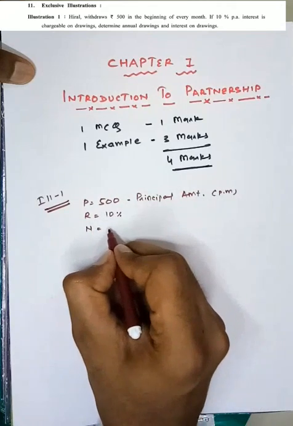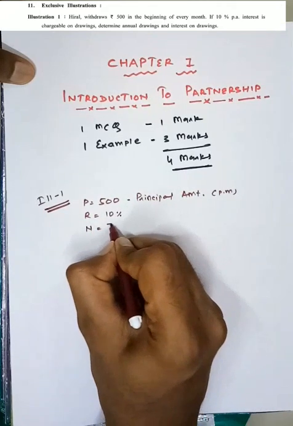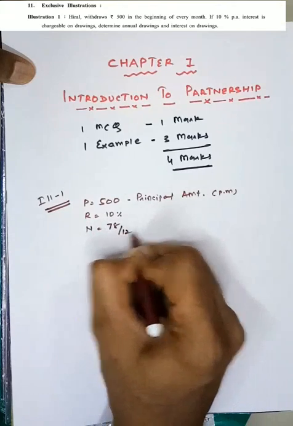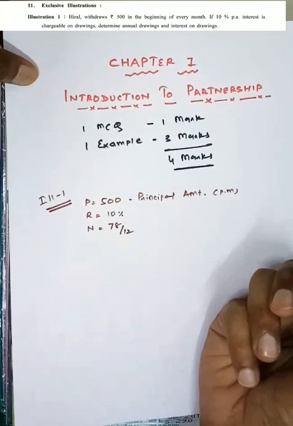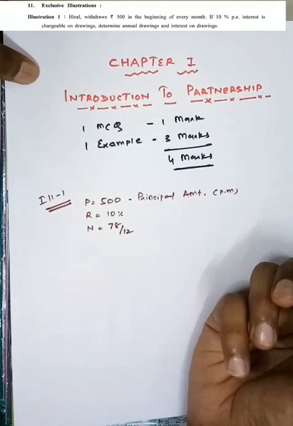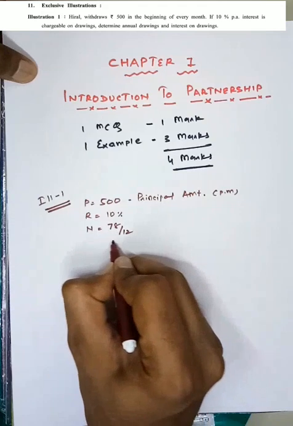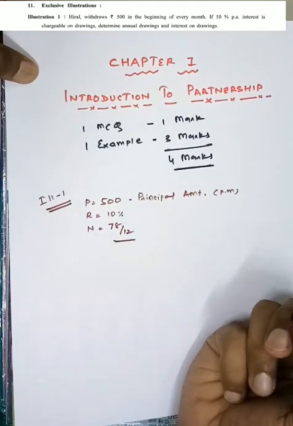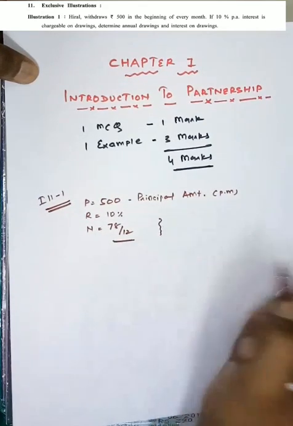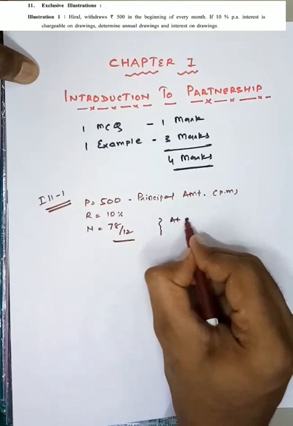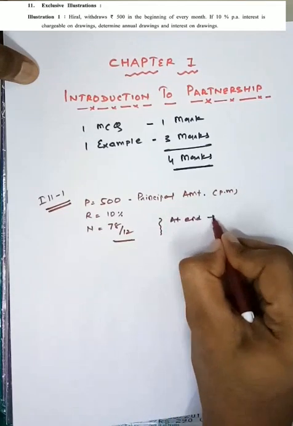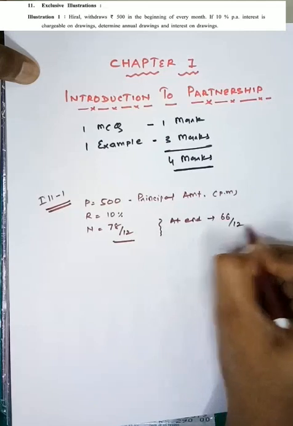And that means the number of years. What we are going to take over here, we are going to take 78 divided by 12. Why have I taken 78 divided by 12? Because it is written in the example that she is withdrawing at the beginning of every month. When the word beginning is there, I have to take 78 divided by 12. If the words at the end are used, then we will take 66 divided by 12.